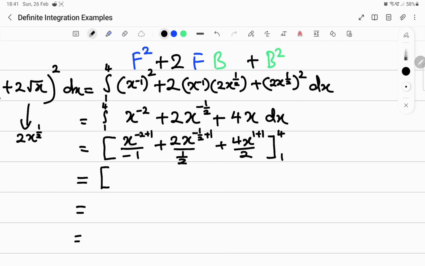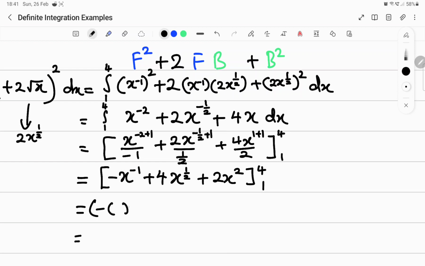Avoid silly mistakes. So x power minus 2 plus 1 is x power minus 1, divided by minus 1, so minus at the front. Now, we have 2 over here, the constant, divided by half. So 2 divided by half is 4. And then x power minus half plus 1 is half. So power half, plus 4x squared divided by 2 is 2x squared.